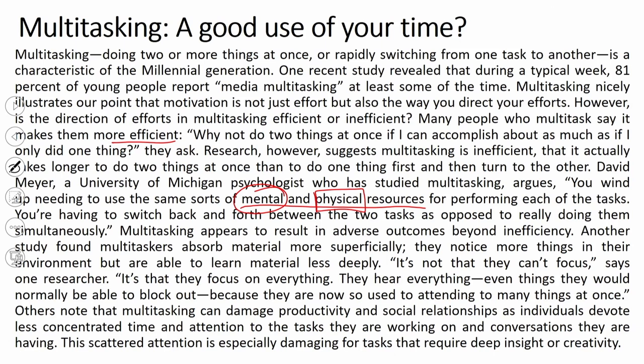Another study found out that multitaskers absorb material more superficially. So if you are looking into the depth of understanding, the depth of knowledge or expertise gain that happens within multitasking, it is relatively not that much. So they notice more things in their environment, but are able to learn material less deeply. So it's not that they can't focus, says one researcher, it's that they focus on everything.